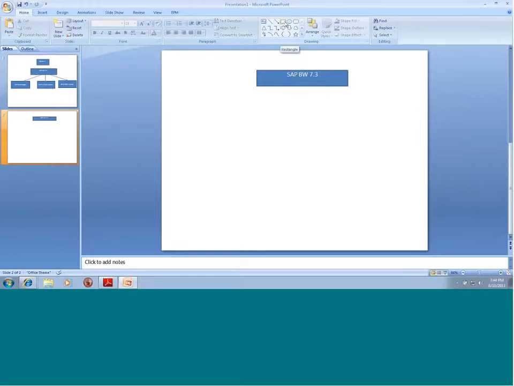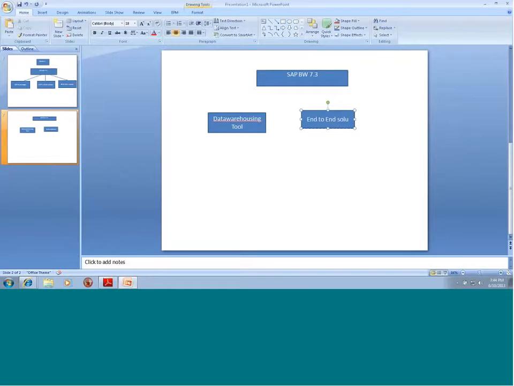went into detail as to what an SAP BW system is. An SAP BW system is an end-to-end data warehousing tool. The two main concepts that we spoke about were that it's a data warehousing tool, and it is also an end-to-end solution. Okay, so let's quickly look at what a data warehousing system is and why SAP BW is called an end-to-end solution.